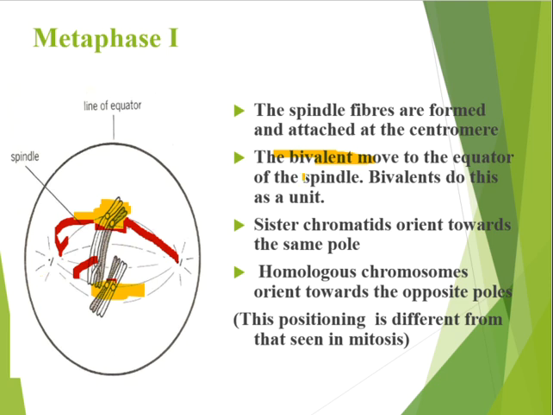Let me take you back to metaphase of mitosis. We said the chromosomes align at the equator of the spindle fibers, and they are independent. Each chromosome is attached to its own spindle fiber. But in metaphase I, they align at the equator of the spindle fibers, and they still occur as a bivalent pair, as you can see.